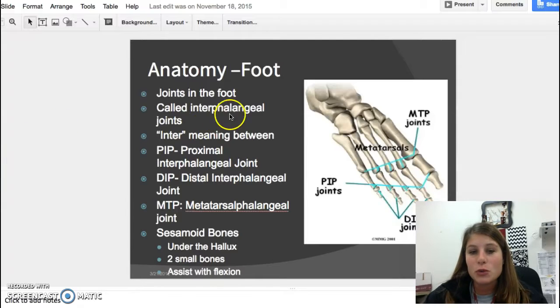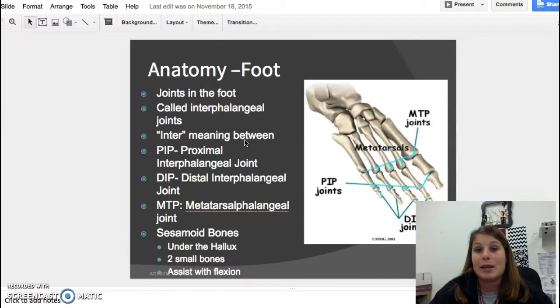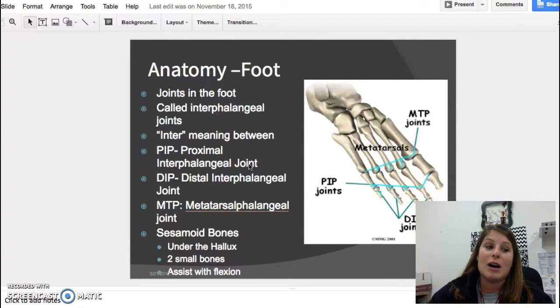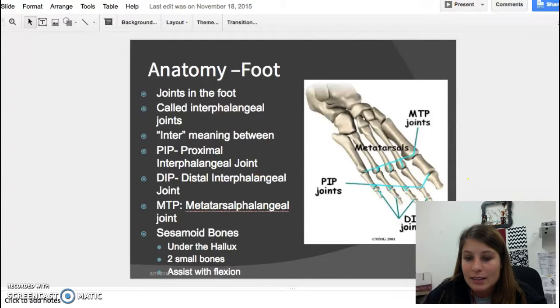Okay, so our first set of joints are called the interphalangeal joints, okay? And if you look at that term, you can see phalangeal looks like phalanges, okay? And inter means that it's in between. So by definition, interphalangeal is talking about in between 2 phalanges, all right? The first set that we have is the PIP joint, proximal interphalangeal joint. Okay, so we know it's going to be in between 2 phalanges, okay, and it's going to be closer to the midline.